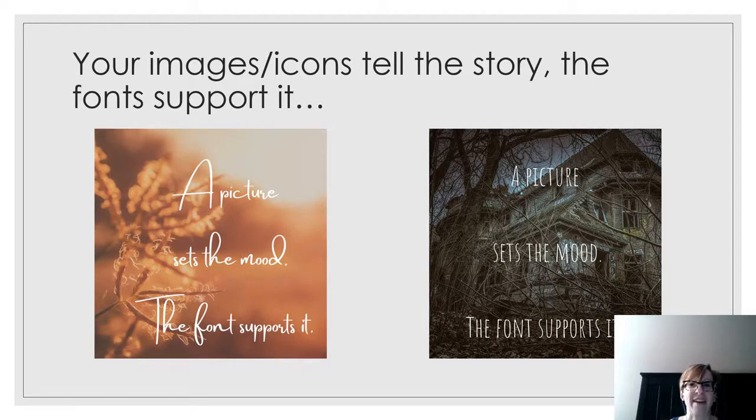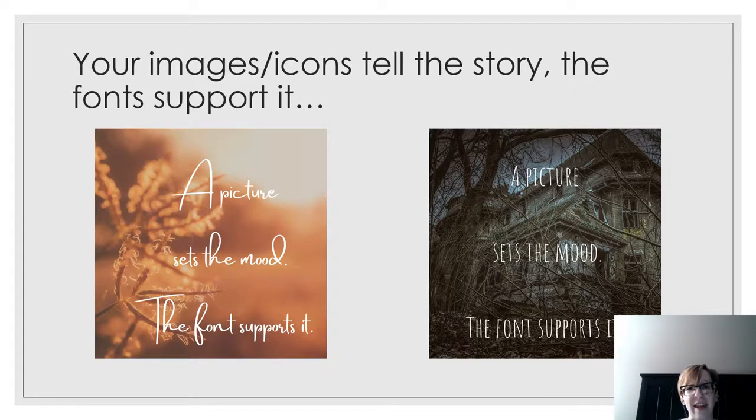And while it is important to have a different font in your messages, the font must match the image or icon that you're trying to get across. So I have two very different images on this screen. The image on the left is very soothing and peaceful. The script writing is flowing and easy on the eyes.